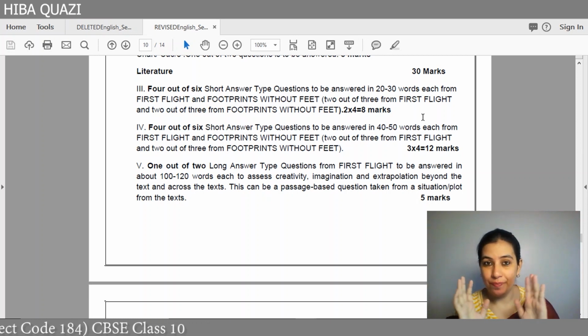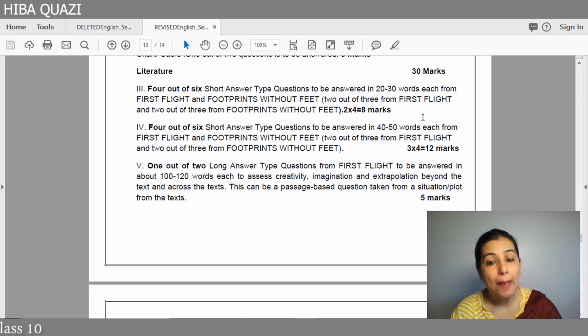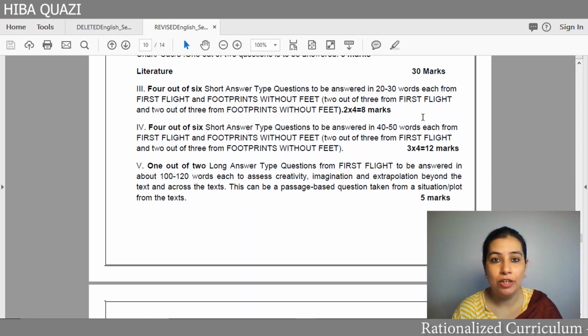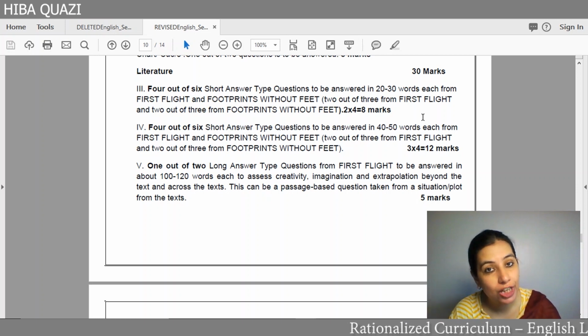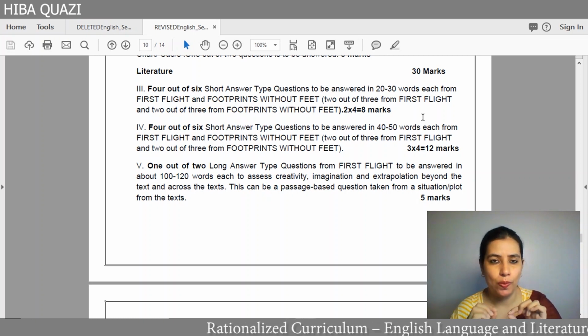Okay, please remember, do not get confused. Earlier we had 2 mark questions. The word limit for those questions was 40 to 50, but now the word limit for 2 mark questions is 20 to 30, and the word limit for 3 mark questions is 40 to 50 words. So there will be a bit of a difference in these questions.